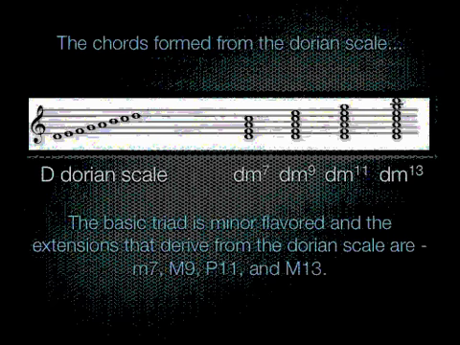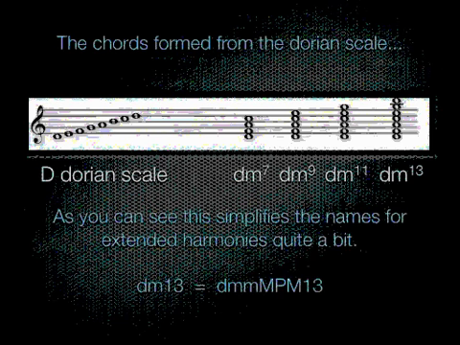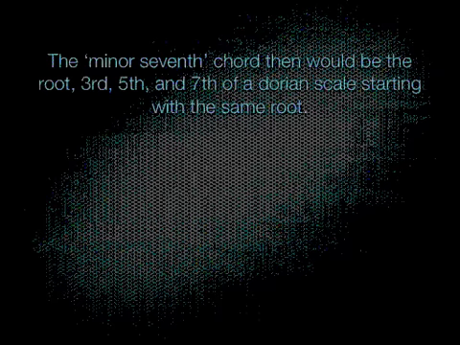That's because we assume the intervals that exist in the Dorian scale. So we can write the minor 13th chord as simply D minor 13th, because that assumes that we have a minor 7th, major 9th, perfect 11th, major 13th. The minor 7th chord then would be the root, 3rd, 5th, and 7th of this scale.